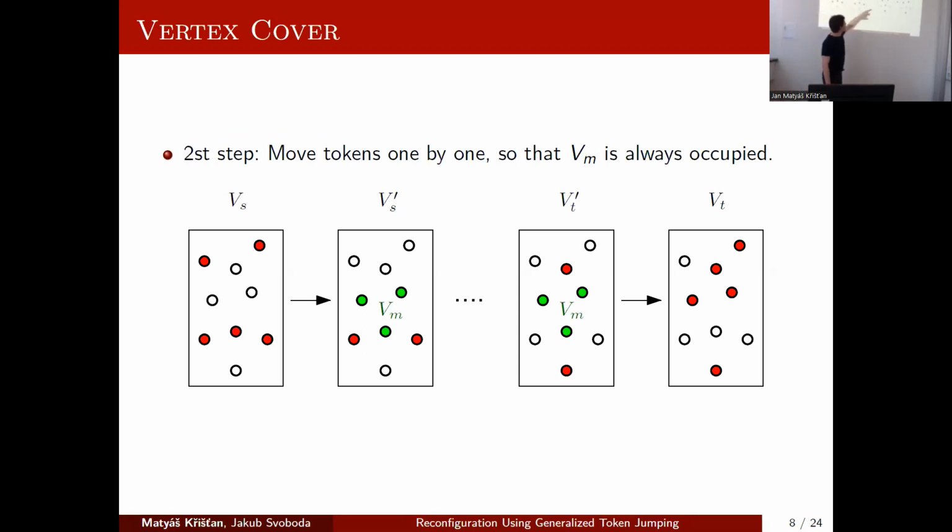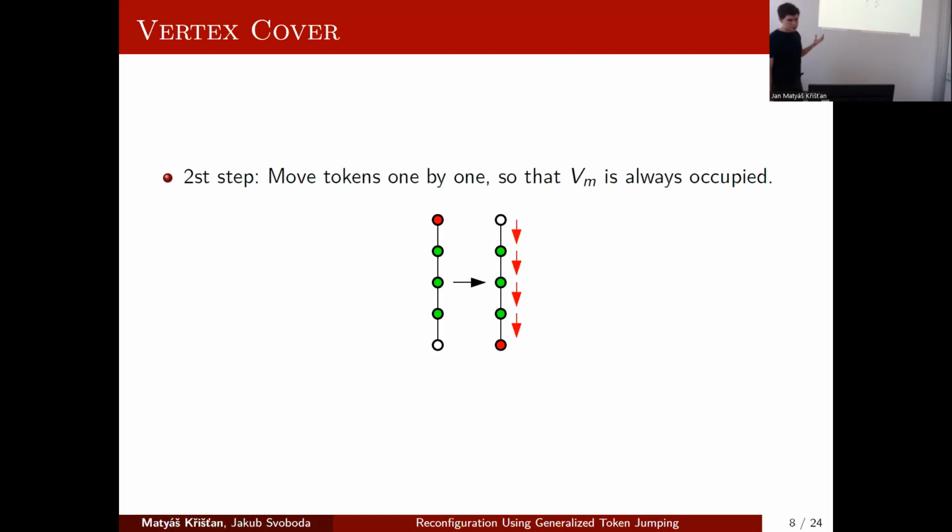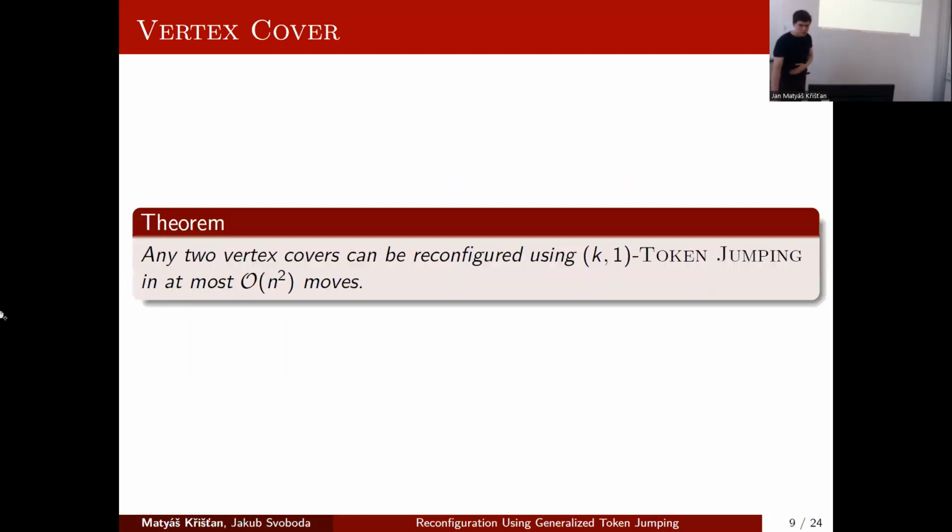For example, move this one above. If there are no tokens in the way, then there is no problem. If there are some tokens in the way, then we can just move the whole line of tokens that block it, and that will result in a configuration that looks like jumping over those tokens. So this algorithm gives us the theorem that for any two vertex covers, there is a reconfiguration sequence under K1 token jumping, and it will use at most n squared moves.